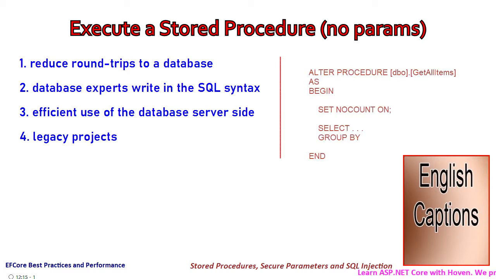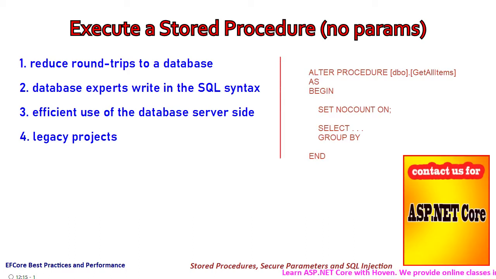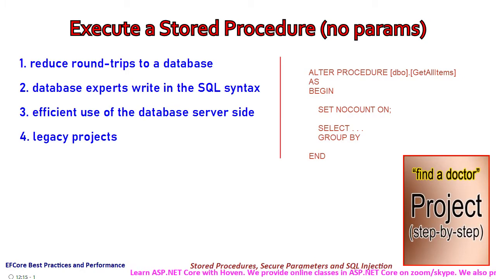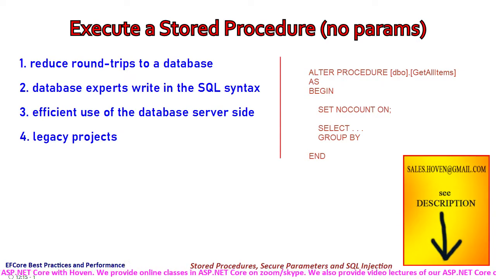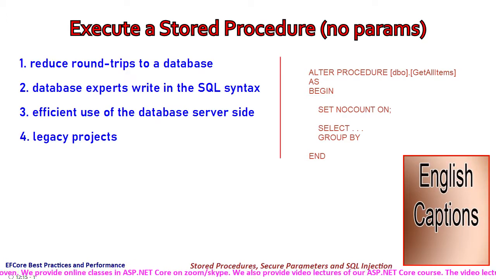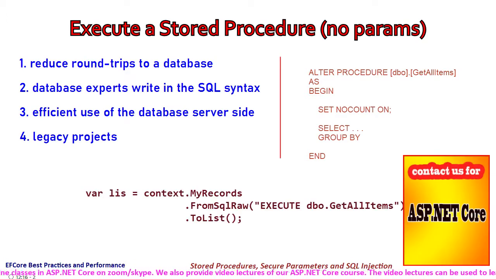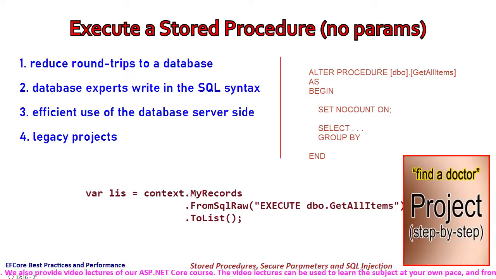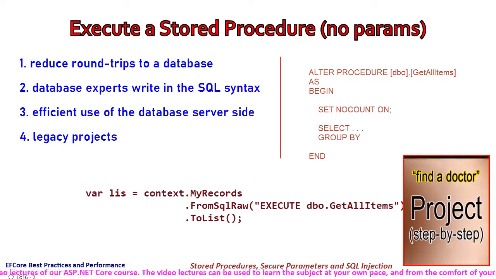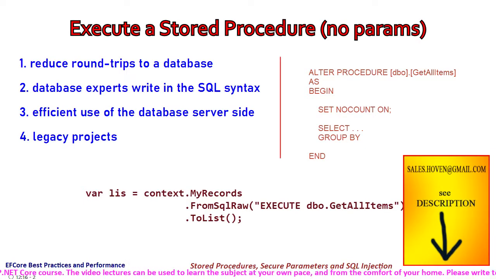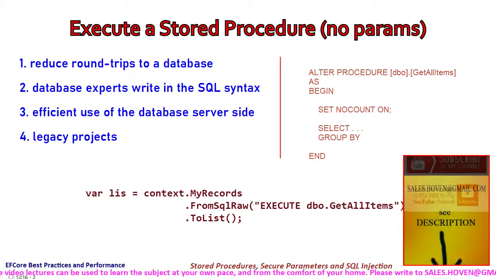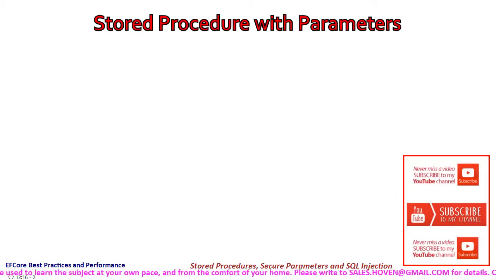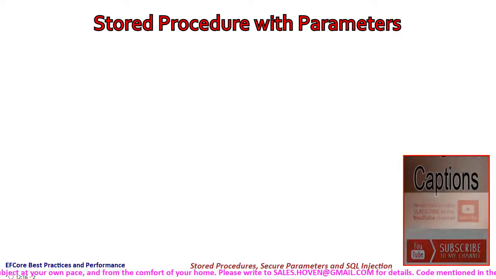Suppose we have a stored procedure called getAllItems that returns a list of items. First of all, you will have to add a model class to match the columns returned by this stored procedure. This has already been explained in detail in the previous tutorial, so I'll not repeat it here. Now you can run a raw query, execute dbo.getAllItems, as you are seeing here. This raw query will run without any parameters, and this is the syntax that you can use for running a query. Let's next turn to stored procedures or queries that accept parameters.